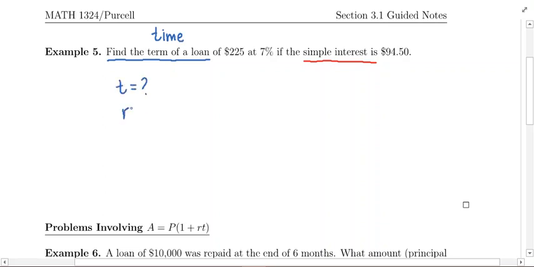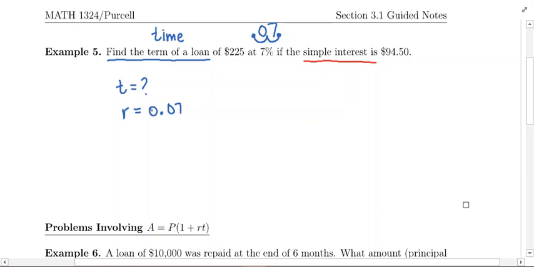The interest rate is 7%. So remember, drop the percent sign. The decimal point, you don't see it. It's understood to be behind the 7. Then you're going to move that decimal point 2 places to the left. So the interest rate is going to be 0.07.